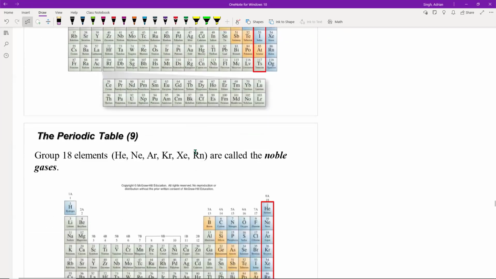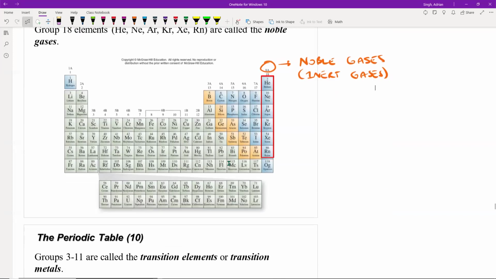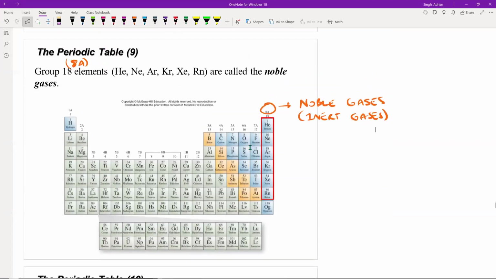And then the very last group, group 8A. Okay, so again, we're using the A numbering system. These are known as the noble, not Nobel, but noble gases, or sometimes they're called inert gases. And inert there means unreactive. So we need to know those collective names given to those specific groups on the periodic table.